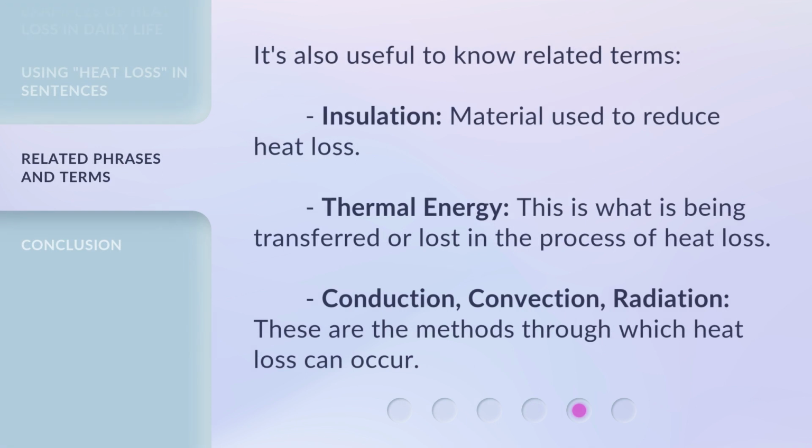It's also useful to know related terms. Insulation, material used to reduce heat loss. Thermal energy. This is what is being transferred or lost in the process of heat loss. Conduction, convection, radiation. These are the methods through which heat loss can occur.